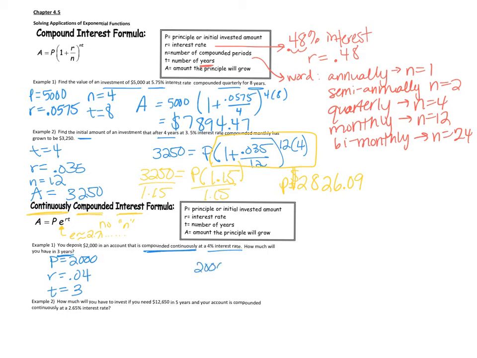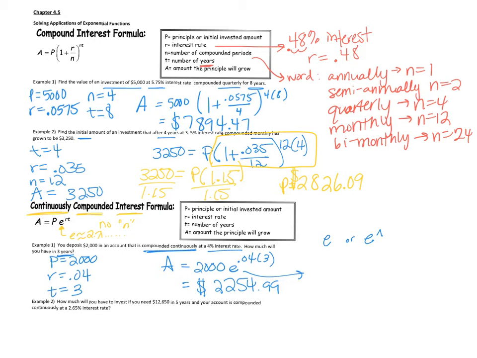So I've got 2,000 E, which is the number E, raised to the 0.04 times 3. So I'm looking for that final amount. Now remember, this E is just a button in your calculator. Most of your calculators will either have E or E with a little caret key. Make sure that when I type this in, that 0.04 times 3 is in the exponent of E. Again, make sure you're practicing with whatever calculator you're going to be using for the exam here. When I go plug that in, I should end up getting $2,254.99.